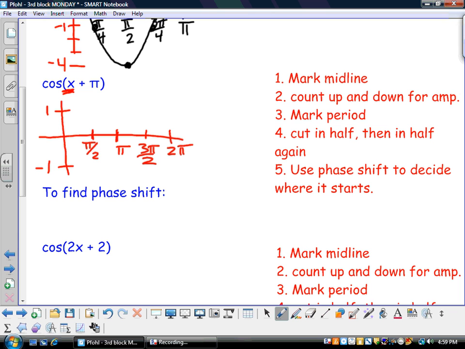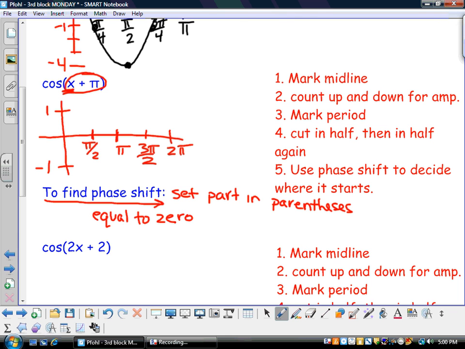But this one does have a phase shift because it's adding or subtracting. We said to find the phase shift, we would set the part in parentheses equal to 0 and solve for x. Whatever value we get for x is the phase shift. In this case, set the part in parentheses equal to 0 and solve for x. The phase shift is negative pi.